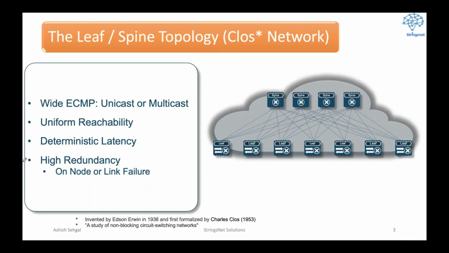So first thing first, VXLAN, what kind of topology or architecture does it require? VXLAN requires an architecture which was first invented way back in the year 1938 by a gentleman called Edson Erwin. But this architecture was formalized by a gentleman in the year 1953. Name of the gentleman was Charles Clos. Thus, this architecture is most commonly known as Clos architecture. This Clos architecture was used by Bell Telephone Company.